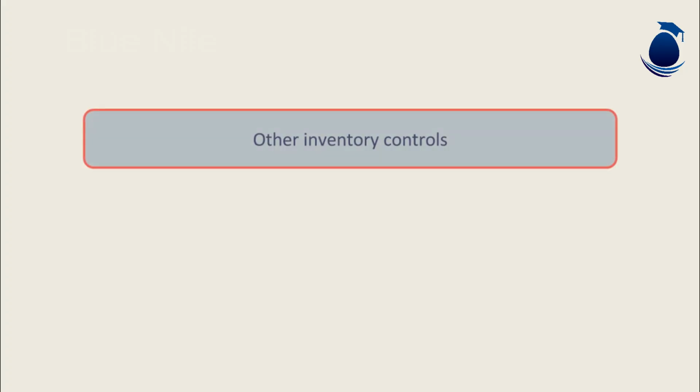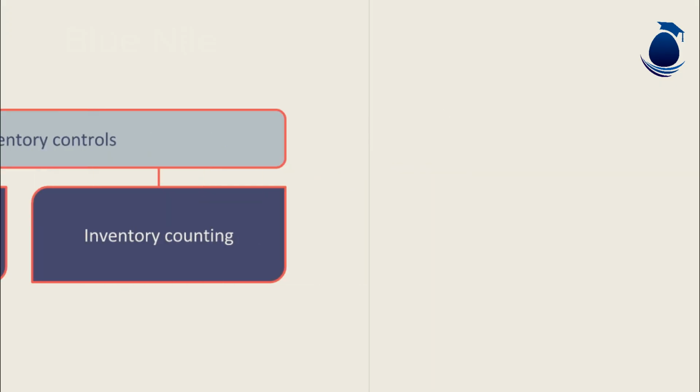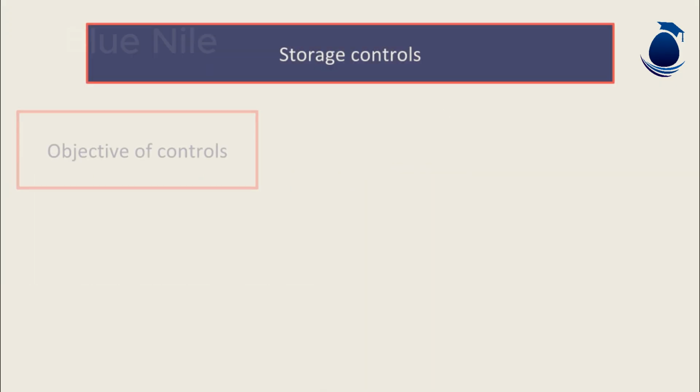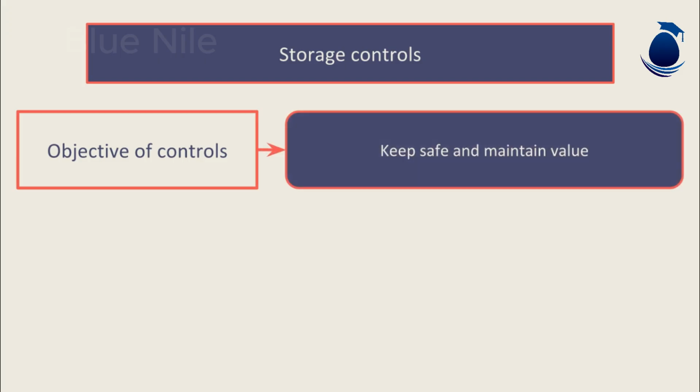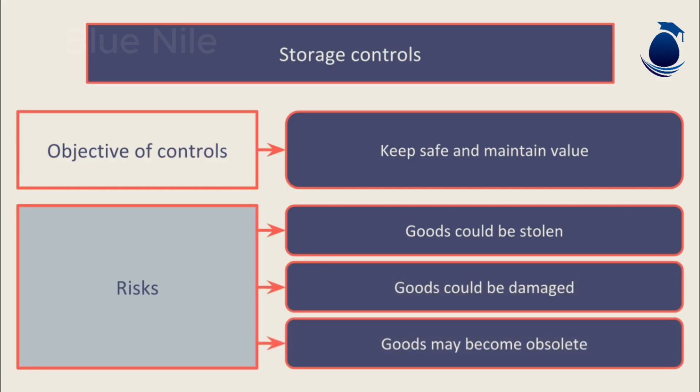We have seen many of the controls already in this process as the inventory cycle is blended with the sales and purchase cycles. Looking more specifically at other inventory controls, what we haven't yet seen are storage controls for inventory and controls over monitoring the amount of inventory in the warehouse, or inventory counting. When the business is storing its inventory, the key objective is to keep it safe and maintain its value. The risks are: goods could be stolen, goods could be damaged, and goods may become obsolete.